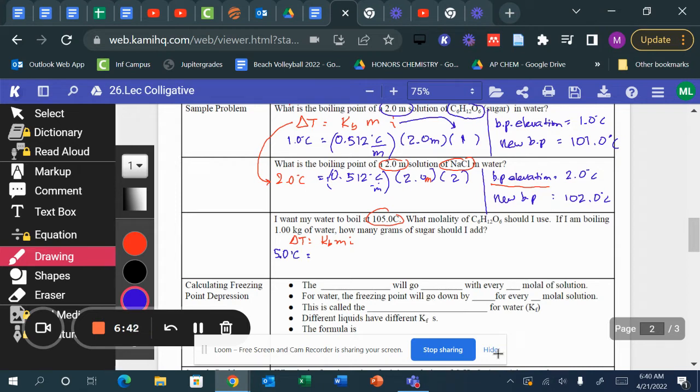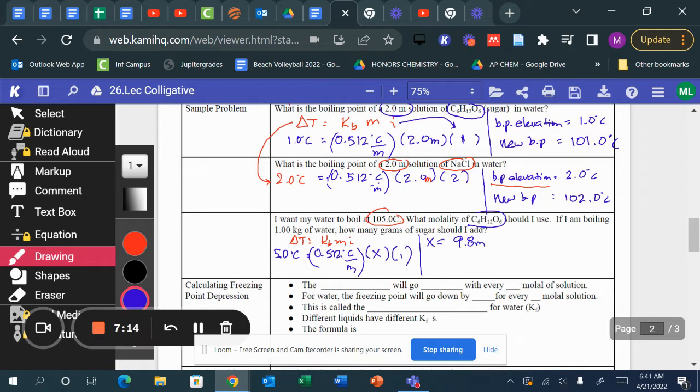Equals. What is the molality? So that means I'm solving for M. So Kb would be 0.512 degrees C over M. Don't forget those units as well. M is unknown, so I'm going to put X. And this is 1 piece, so I put a 1. Okay? What is the molality? So I'm solving for X. X is equal to 9.8 molal.